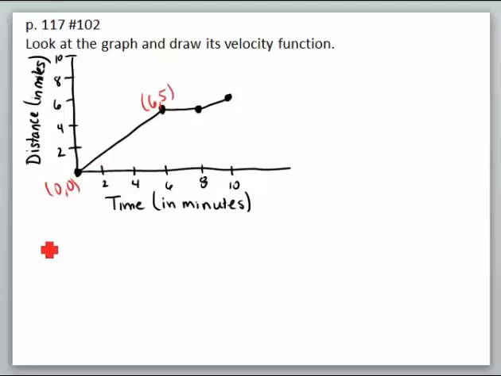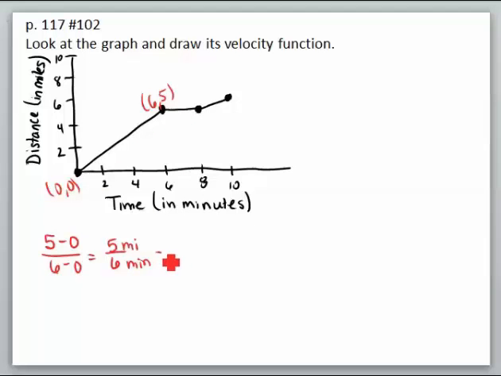So we're going to go ahead and find this slope, and we do that going 5 minus 0, y minus y over x minus x, and I get 5 over 6. Now let's put some labels with this so it makes more sense. This would be 5 miles in 6 minutes. And so it's y's over x's. So 5 miles every 6 minutes would be what's going on from 0 to 6.